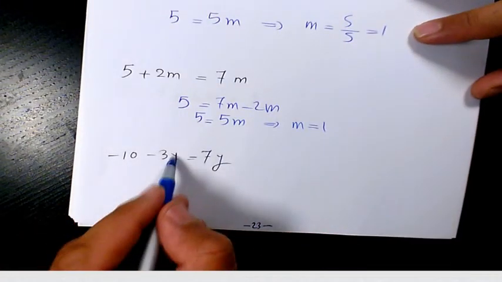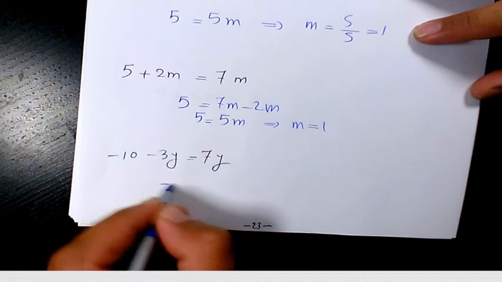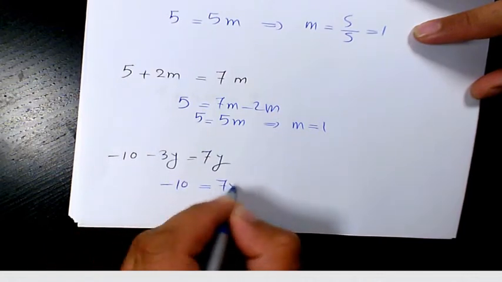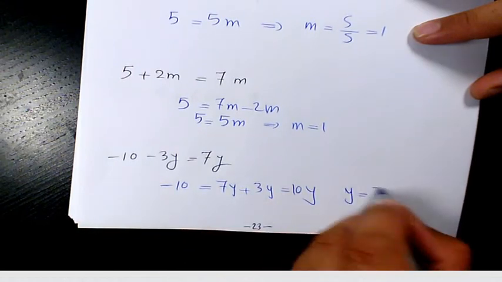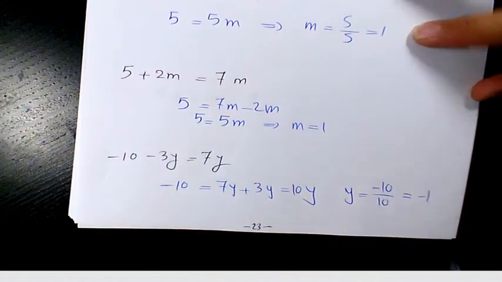Negative 10, negative 3y equals 7y. So we have negative 10. 7y plus 3y equals 10y. So y will be negative 10 divided by 10, which is going to be negative 1.